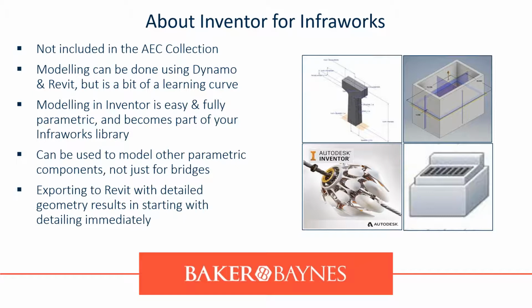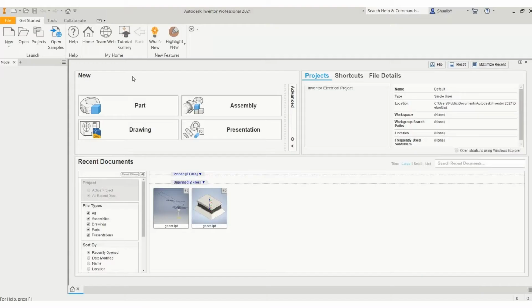So that's why I say you can start with the detailing immediately once it's in Revit. So what I've done today, disclaimer, I am not an Inventor specialist. It is not my specialization, but I actually found it quite easy to model a part in Inventor and link it into Infraworks. So I have created a modeling video to just show you how easy it is. And let's take a look.